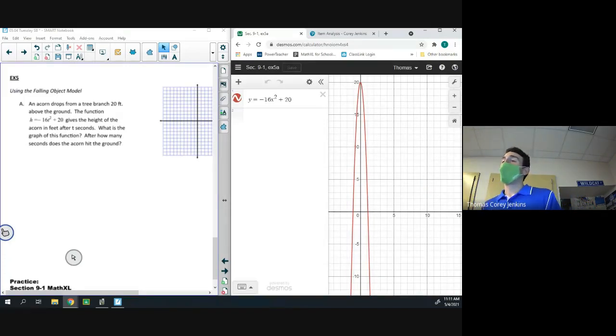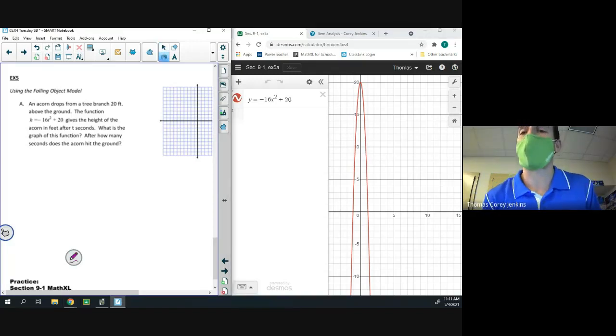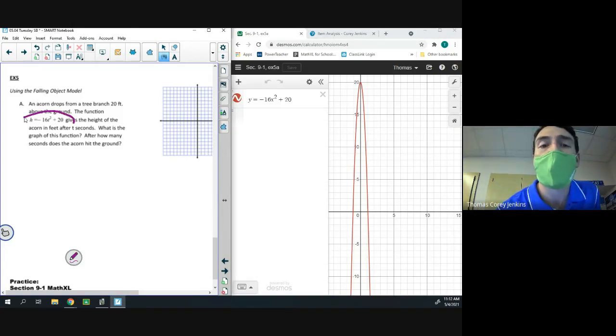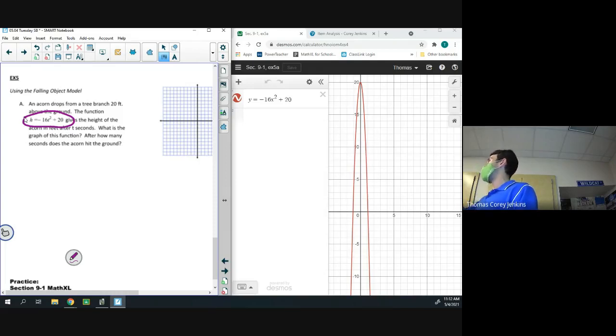All right, so here it is typed in. All right, y equals negative 16x squared plus 20. Now, notice I did change it. What it says on your notes is not exactly what it says there. It says h equals negative 16t squared plus 20. I'll just tell you that Desmos does better when you use x and y. So that's why I changed that. If you use h and t, it'll show you a graph, but then it won't show you a table and stuff like that. So I would suggest always go with x and y as far as Desmos goes.